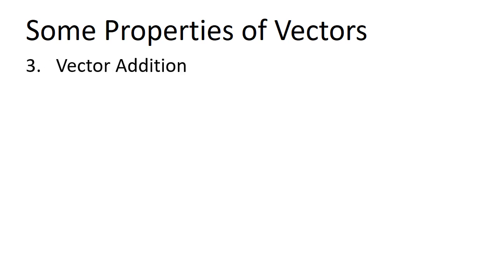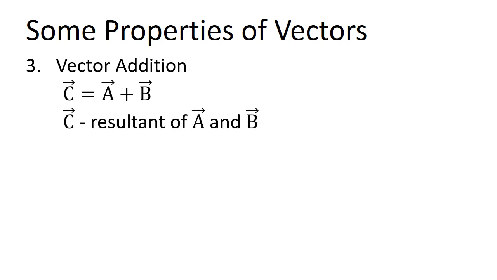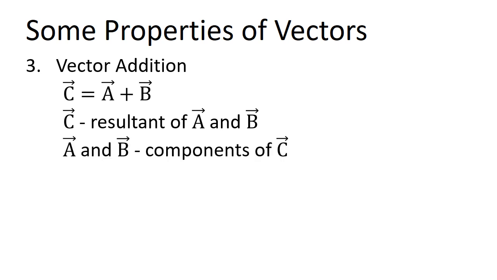Third property, vectors can also be added. If we let C be the sum of two vectors, A and B, that is, vector C equals vector A plus vector B, then vector C is called the resultant vector of vectors A and B, and vectors A and B are called the components of vector C. The process of replacing a resultant with its components is called resolution. That is, vector C is resolved into its component vectors, vector A and vector B.